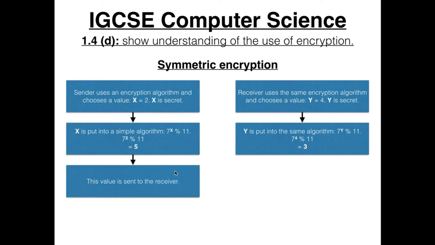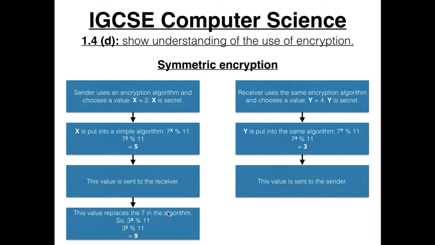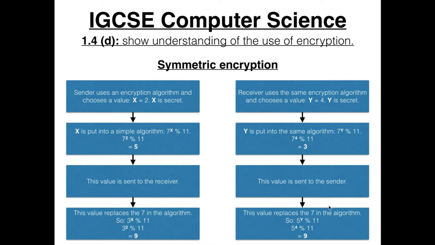This value is sent to the receiver, so 5 is sent to the receiver. This value is sent to the sender, so 3 is sent to the sender. Then this new value replaces 7 in the algorithm. So the sender computes 3 to the power of x mod 11, so 3 squared mod 11, which gives 9. The receiver replaces 7 in the algorithm with the sent value, so it's 5 to the power of y mod 11, which is 5 to the power of 4 mod 11, which gives 9. As you can see, both of these values are the same. So the sender and receiver have the same keys without having to actually send the keys.